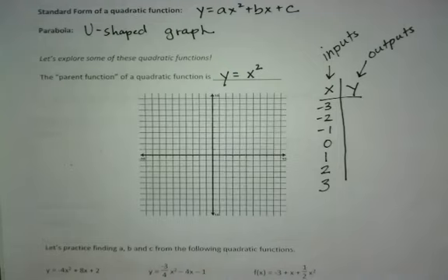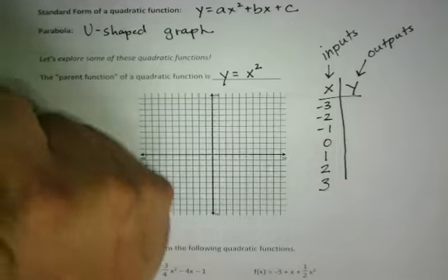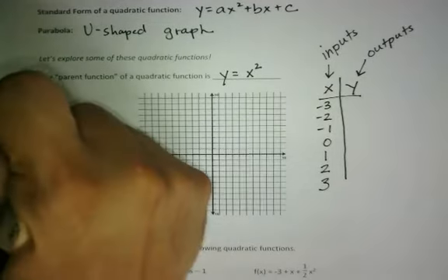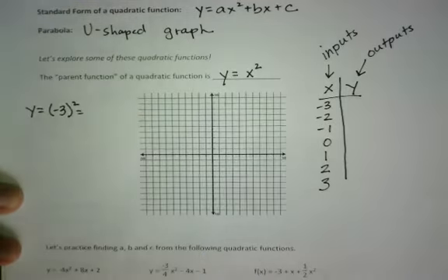All right, so now we're going to take those inputs and we're going to plug them in to see what we're going to get. So I'm going to go y equals, and I'm going to plug in -3. So -3 squared. What does that give us? Very good. I like seeing you guys use the chat to give me answers and talk.